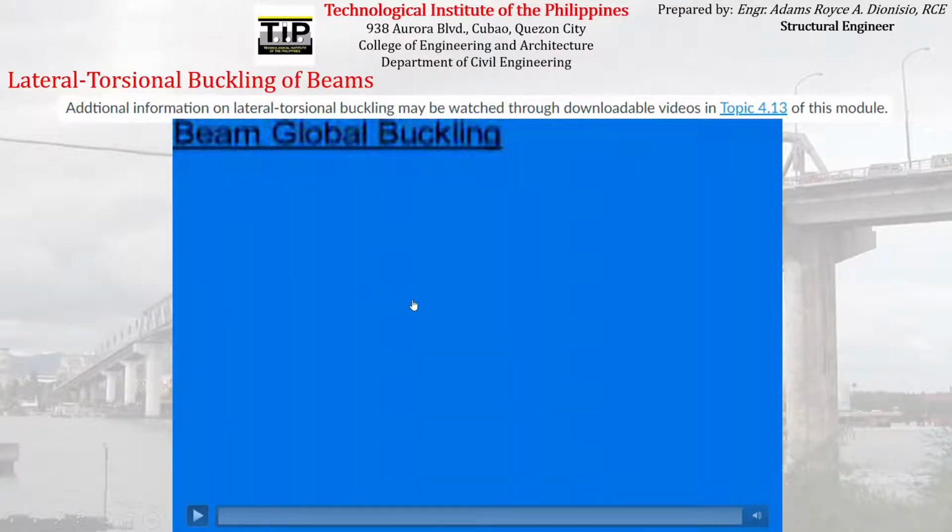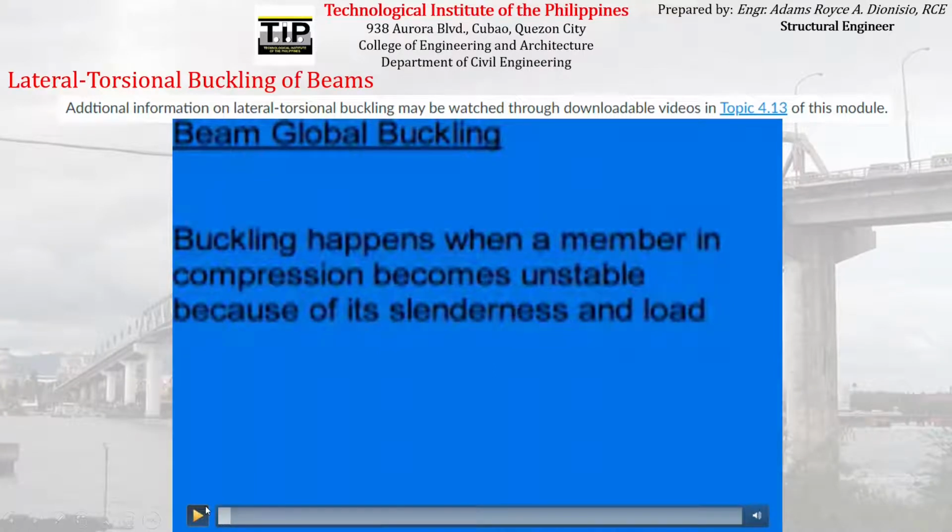So we will just move on to this. Just for you to have a visualization of how lateral torsional buckling happens, let us just watch this very short video about beam global buckling. Buckling happens when a member in compression becomes unstable because of its slenderness and load.